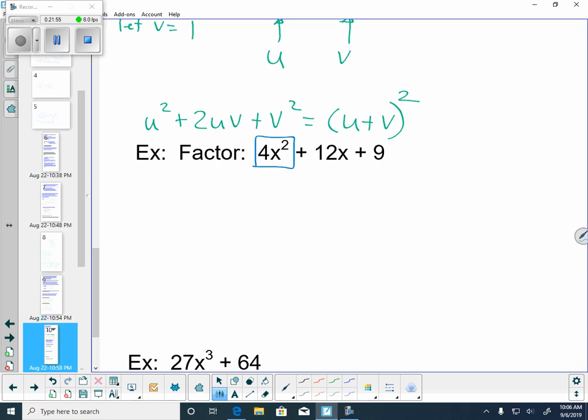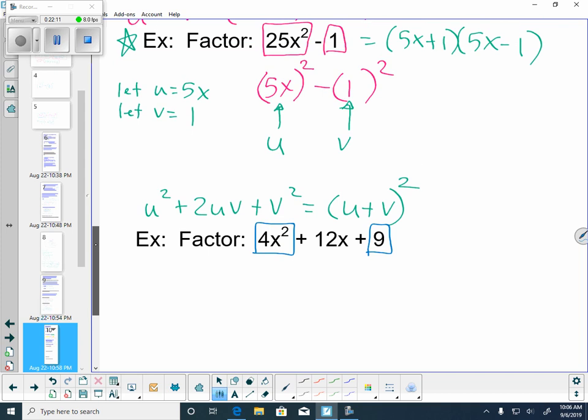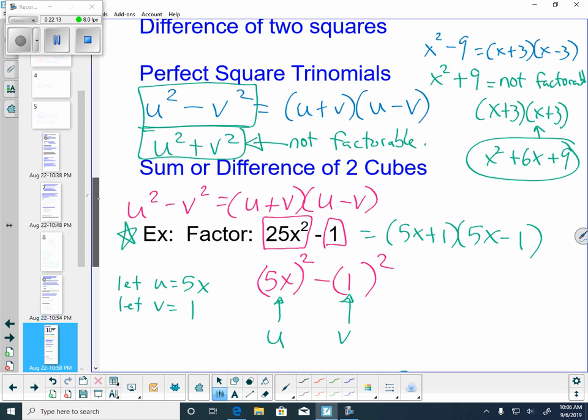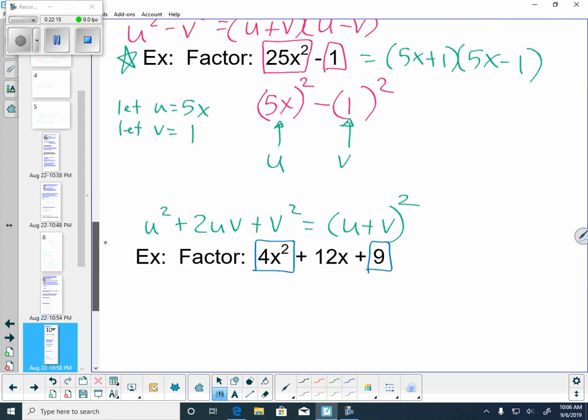Yes. Is this a perfect square here? So far it's fitting this pattern, right? A u squared and a v squared. And if this middle term happens to be 2 times u times v, then we're golden and we can use the formula that we just talked about. I wrote it right there. I can factor it into u plus v quantity squared, right? Okay, so how do we test this?